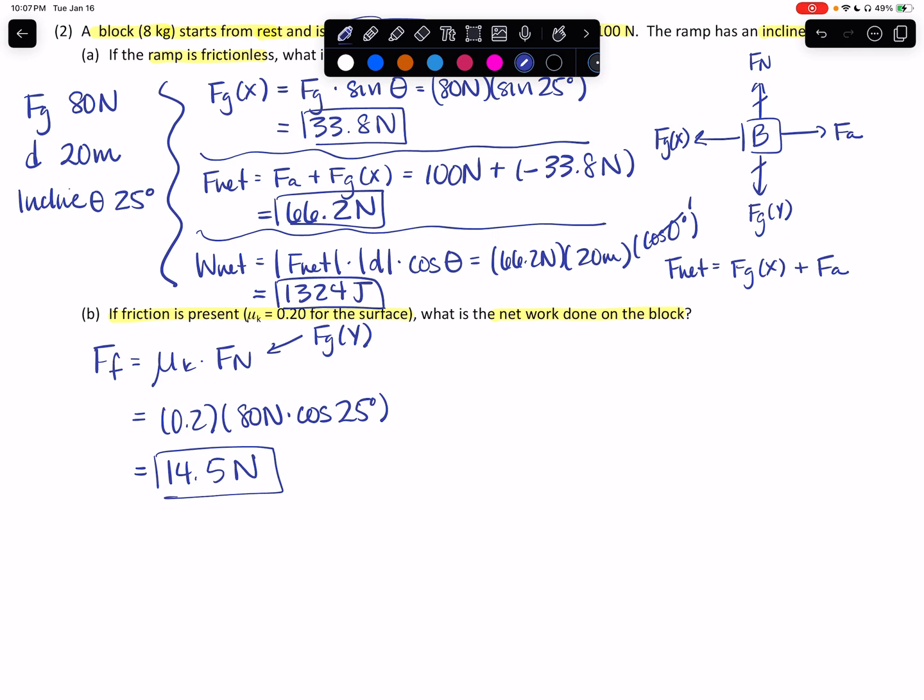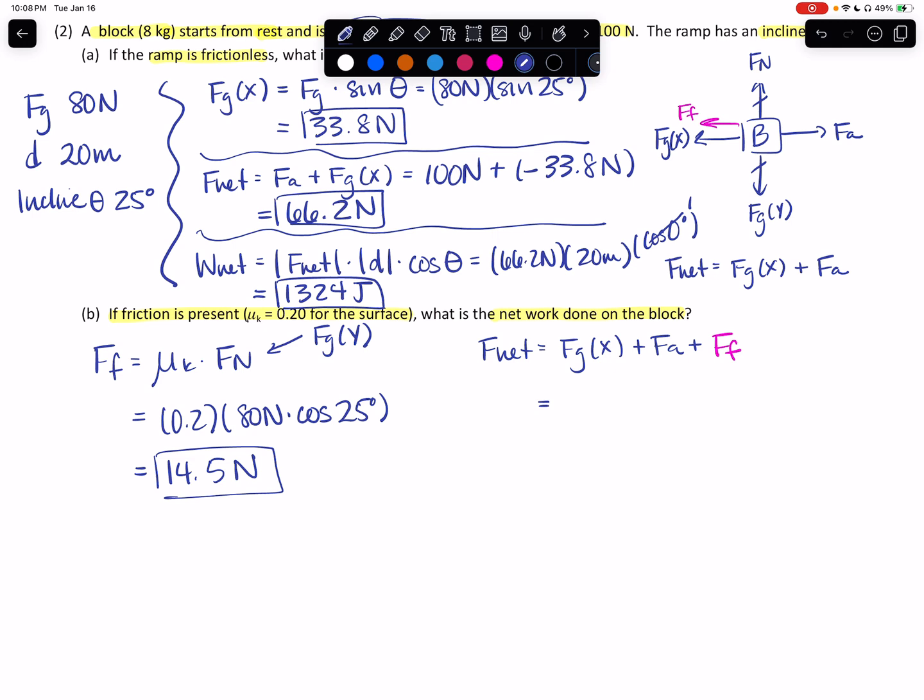Now let's talk a little bit about our F net equation. We've got FGX, we've got our applied force, but now we also are going to add in a frictional force on that left side. It goes to the left because the object is trying to move to the right and friction opposes that, so that's why it goes there.